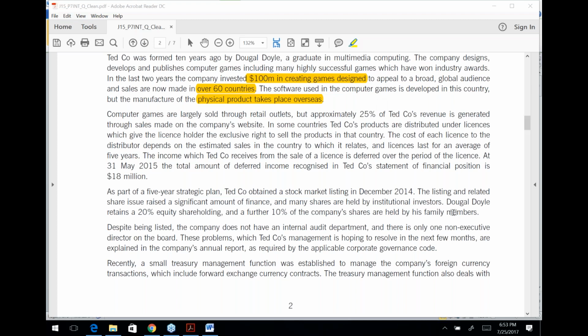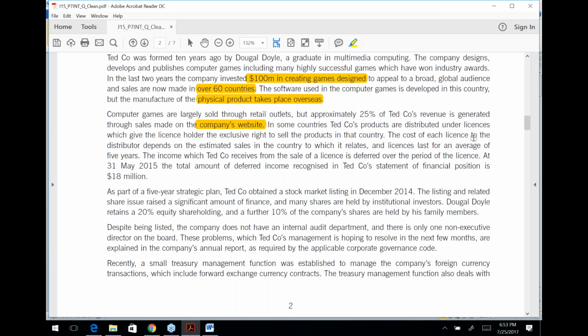Okay, we talked about it. Then the next step is basically, it says the computer games are largely sold through retail outlets, but approximately 20% of the tech company's revenue is generated through sales made on the company's website. Now remember one thing: 20%, 25% of the tech company's revenue is generated through sales made on the company's website.